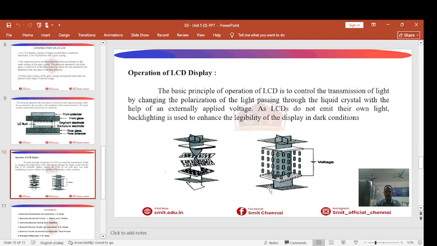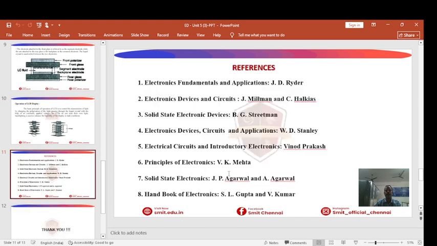So LCD is primarily used for displays as well as screens, whereas LED is used for lighting as well as for indicators. These are the various references that I used.